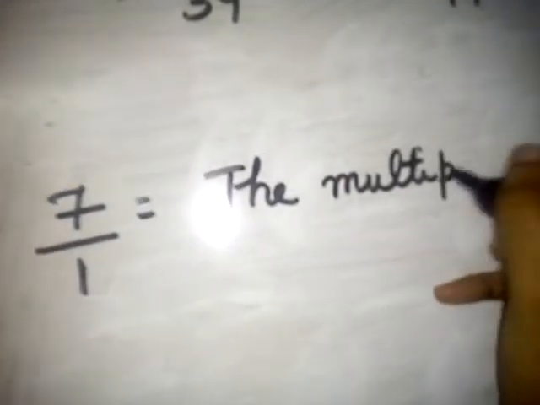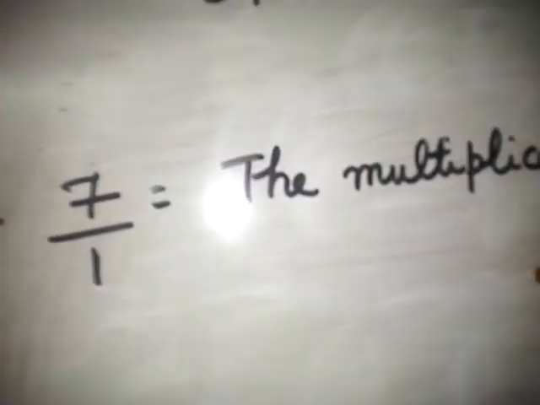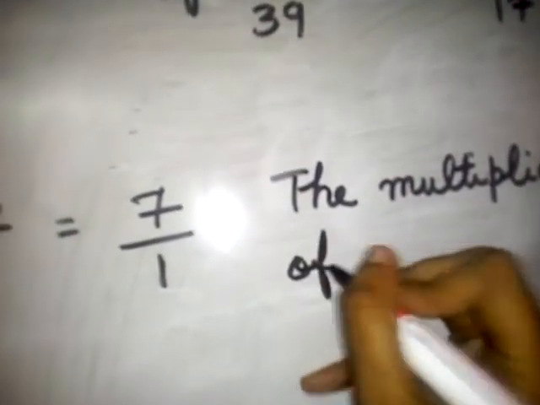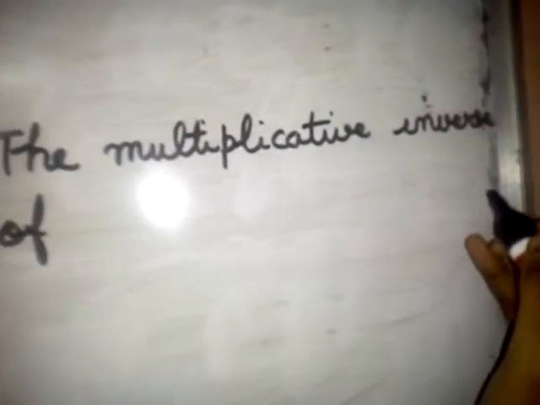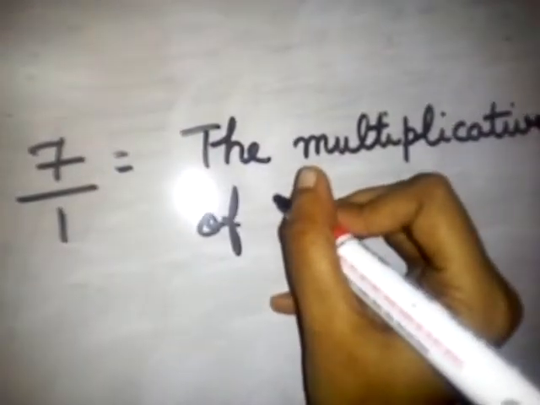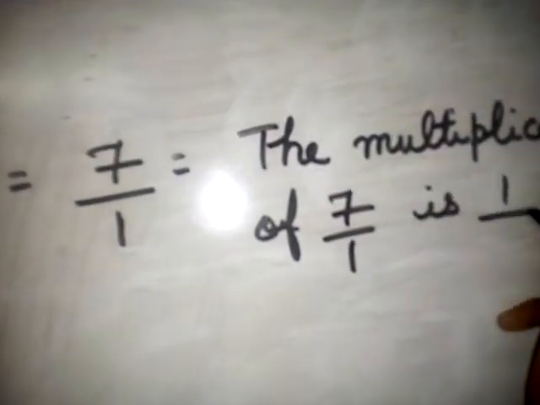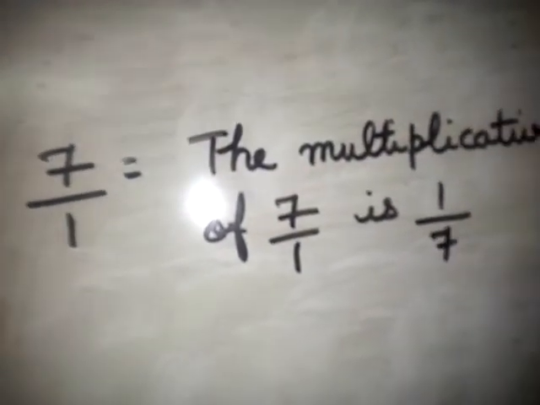The multiplicative inverse of 7 upon 1 is 1 upon 7.